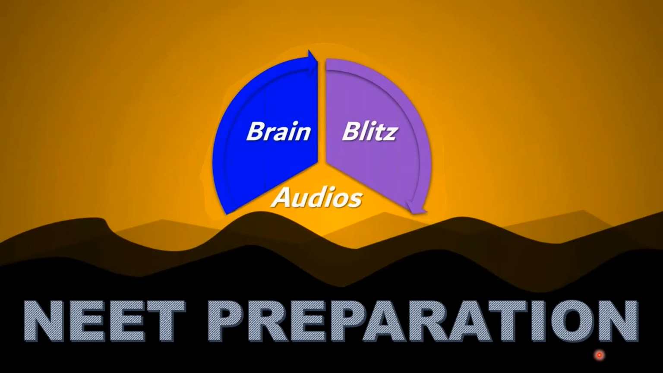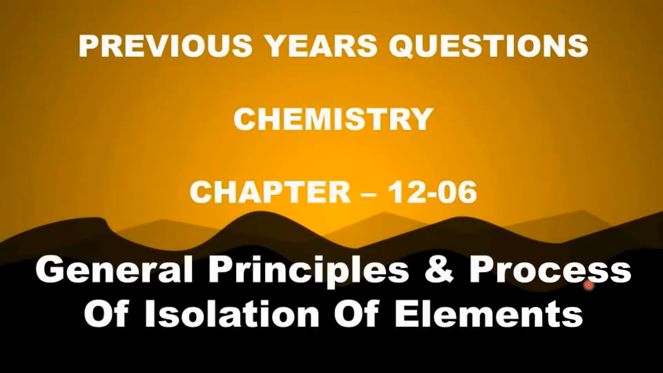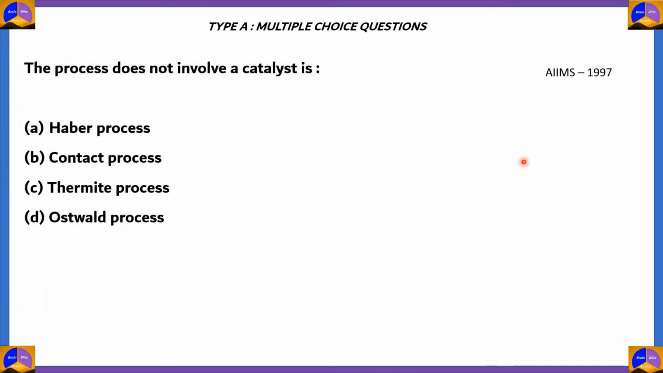Today in this episode of NEET preparation, we'll be looking at previous year questions of chemistry in medical entrance examinations in India. Today we're dealing with the chapter General Principles and Processes of Isolation of Elements. This is the 6th chapter in the Grade 12 syllabus for CBSE in chemistry. This chapter is really a real short one. So let's look at the questions that come from this chapter.